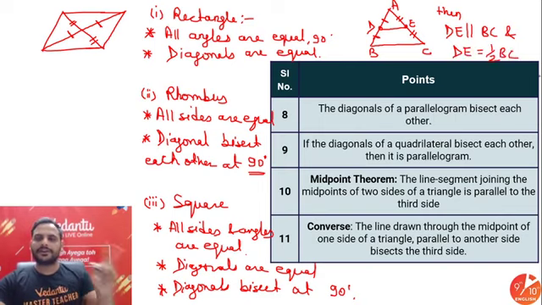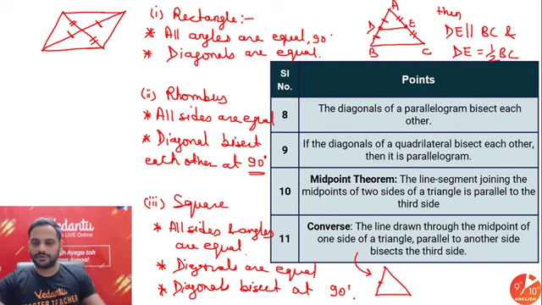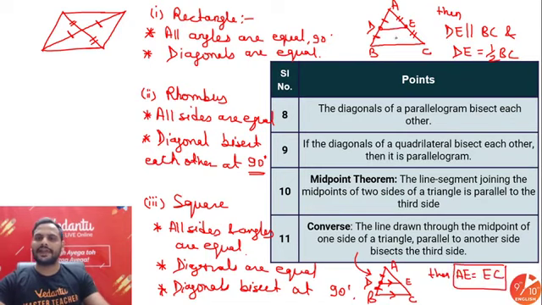And the converse says that suppose I know only D is the midpoint. We don't know about E. I know only D is the midpoint, and from D I draw a line parallel to BC. Then this E will also be a midpoint. That means AE and EC will be equal. So if you join the two midpoints, the line will be parallel to the third side and half of it. And if from one midpoint you draw a line parallel to another side of the triangle, that will intersect the third side at its midpoint. So that is its converse.